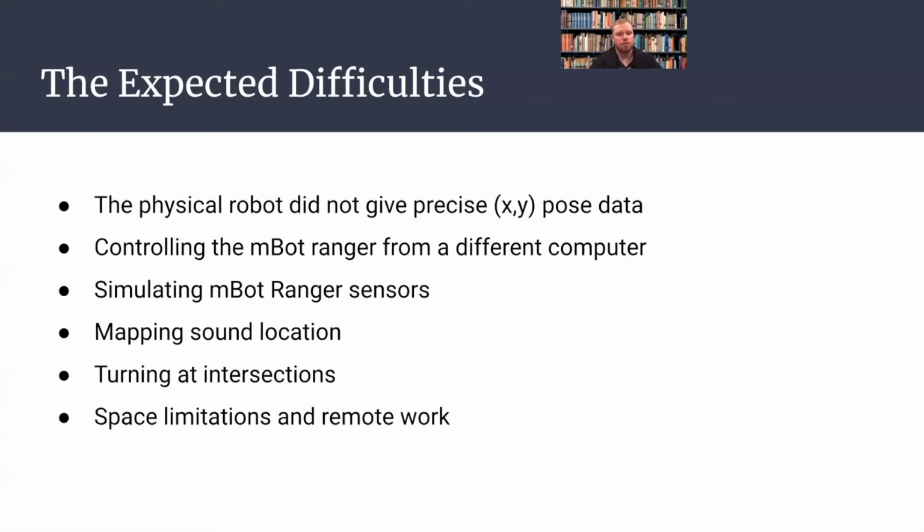We had to simulate the sensors of the physical robot in Gazebo, and then we had to figure out how to map sound location. This was new to us. Then there was turning at intersections due to limitations of the physical robot. We will touch on this later as well. And then the space limitations: we all worked remotely on this project and didn't really have a large space as we would at school. So these were some of the challenges we knew going in.